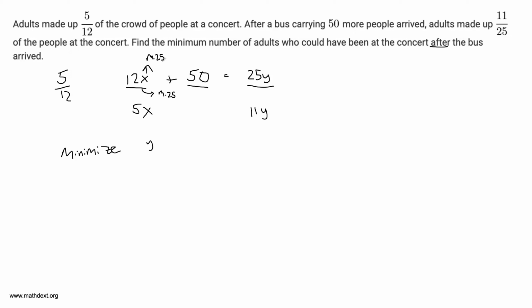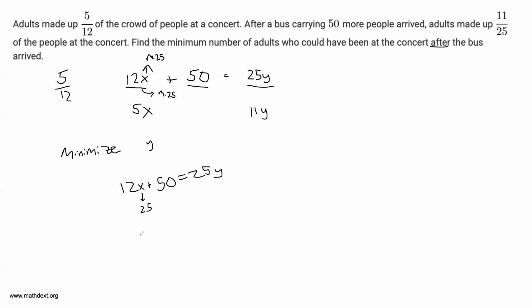And so what can we do? We can say, okay, x is a multiple of 25. How do we minimize y? Well, we say that because 12x plus 50 is equal to 25y, and x is a multiple of 25, in order to make y as small as possible, let's make x as small as possible. Since x is a multiple of 25, let's just try out x equals 25 and see what happens.